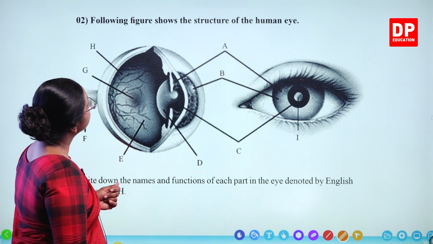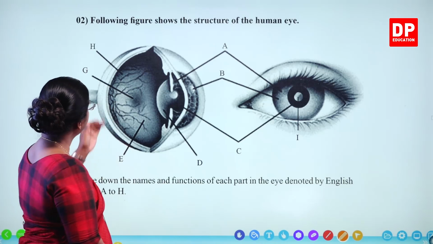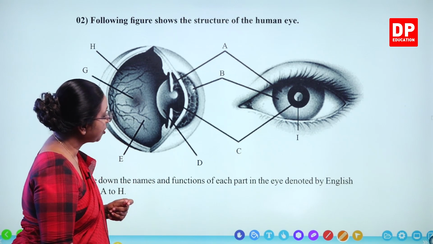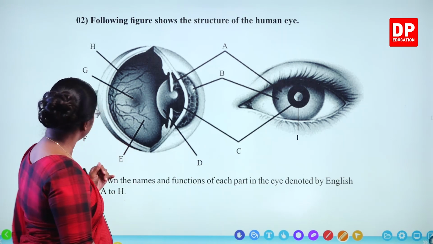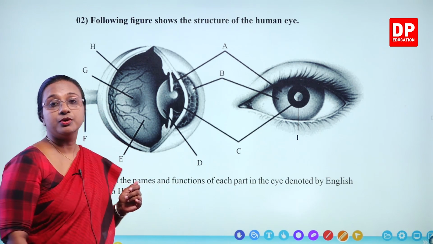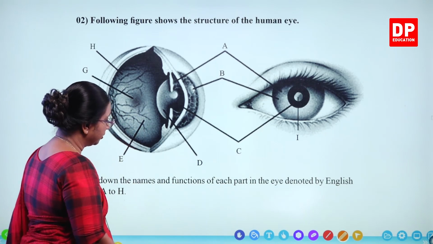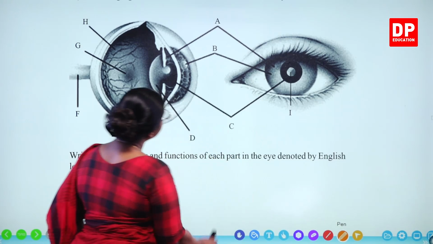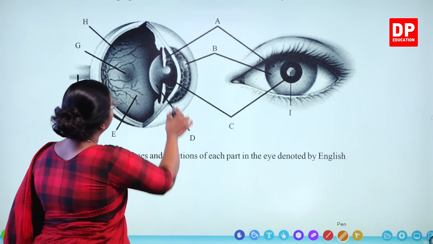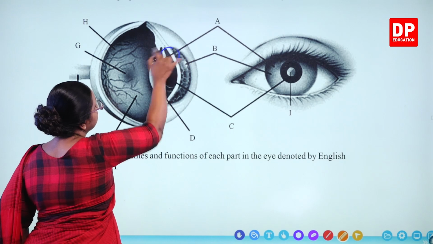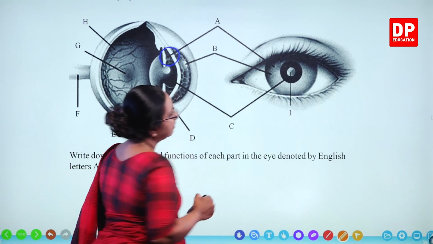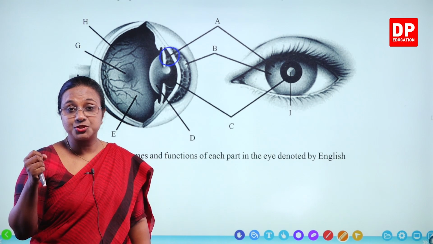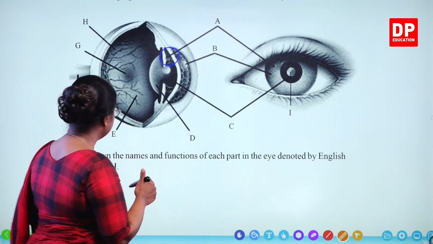Following figure shows the structure of the human eye. So, you are familiar with the structure of the human eye. Write down the names and functions of each part in the eye denoted by English letters A to H. So, starting from A to H. What is A? Now, here you can see A points to this part of the eye here, and here it is this dark region. So, you all know in the middle we have the pupil. The size of the pupil is controlled by the iris. So, A is iris.